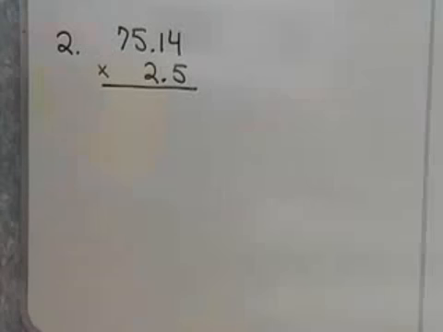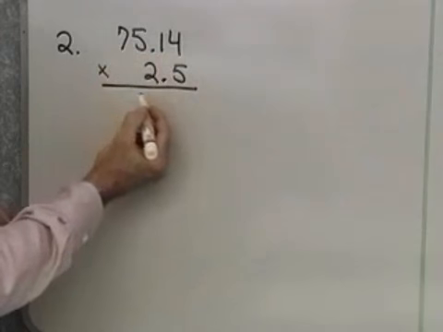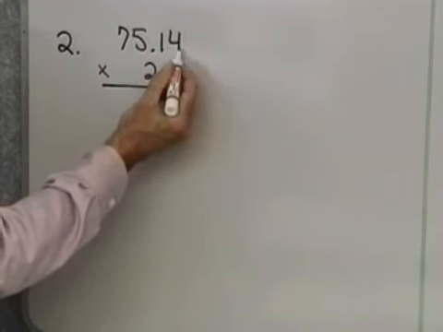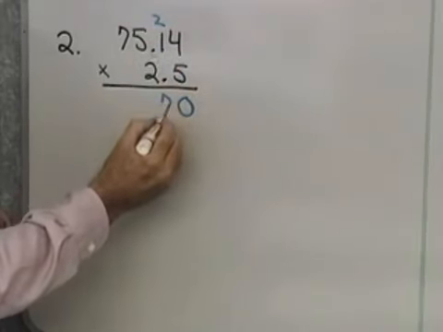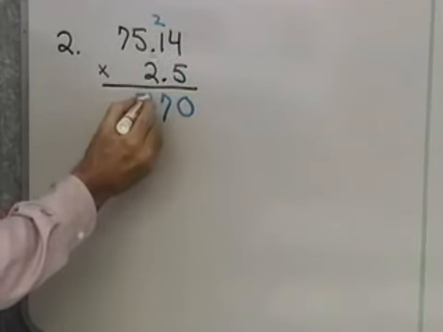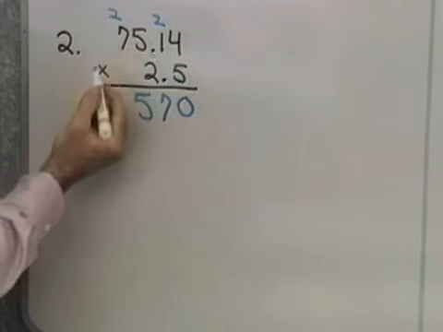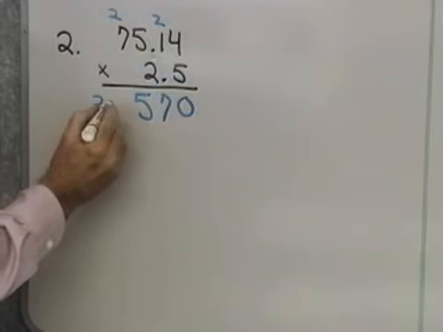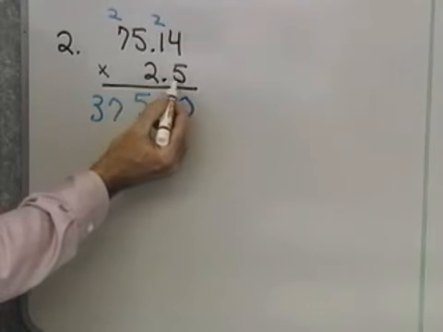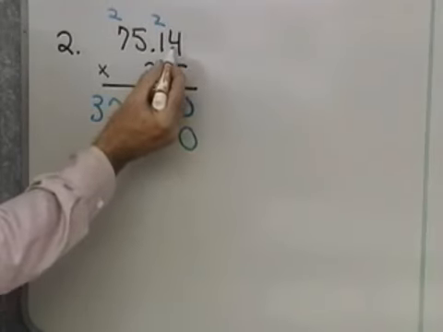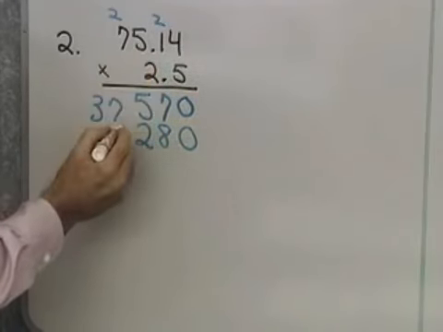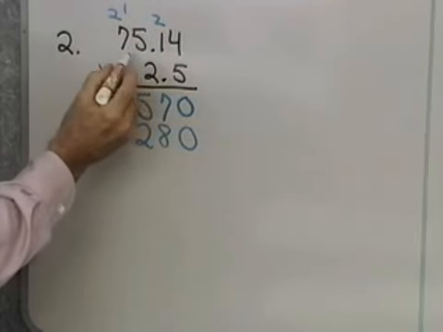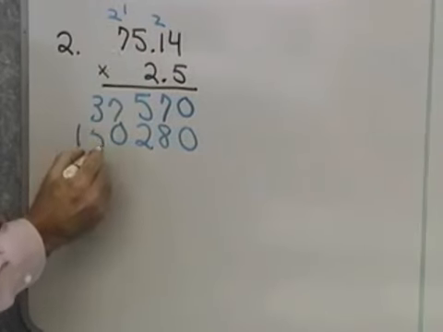Let's try another one. 75.14 times 2.5. Let's just multiply as if there was no decimal point involved. 5 times 4 is 20. Carry the 2. 5 times 1 is 5, and 2 is 7. 5 times 5 is 25. Carry the 2. 5 times 7 is 35, and 2 is 37. I go to this number right here, so I put a 0 to hold that place. 2 times 4 is 8. 2 times 1 is 2. 2 times 5 is 10.